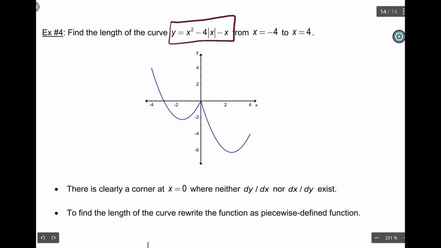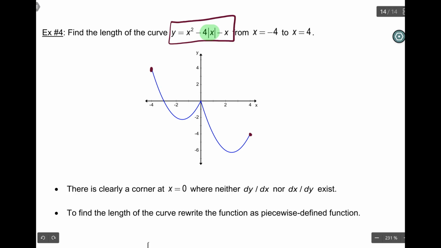Here are my 2 points. I'm trying to go from negative 4 to 4. This whole corner comes from the fact that I have a minus absolute value of 4x. That's why it's there.